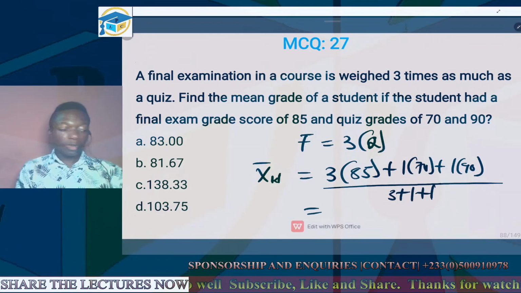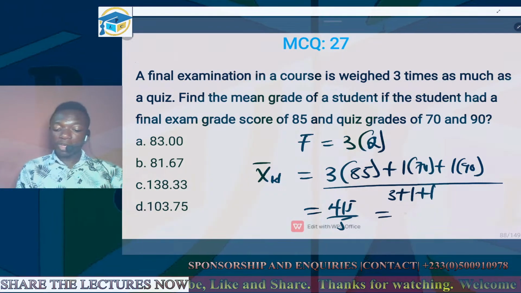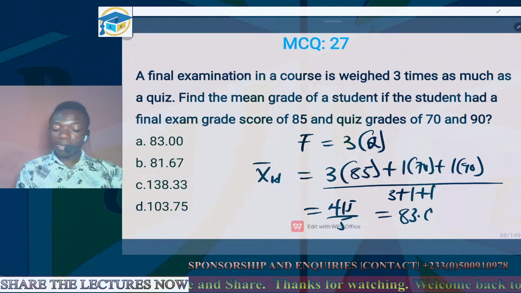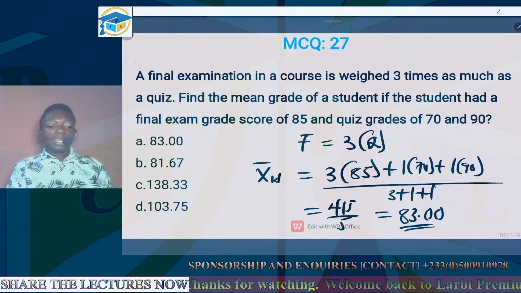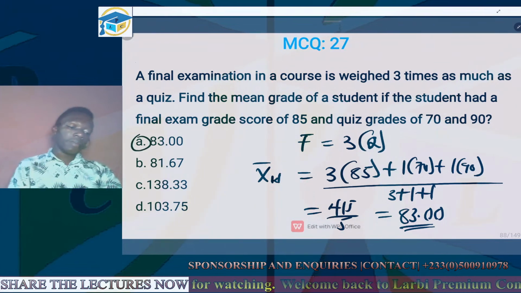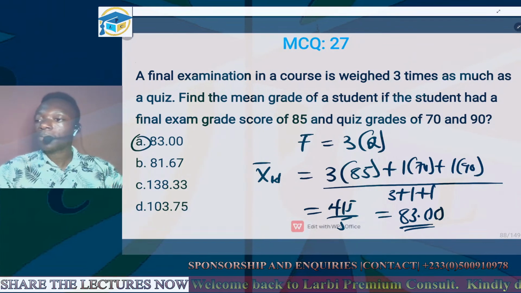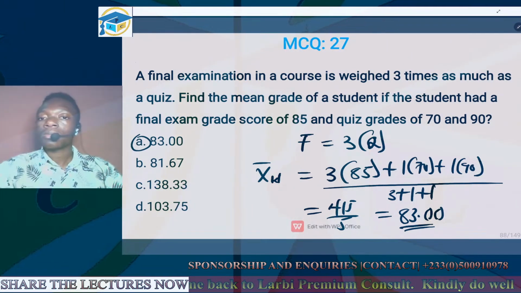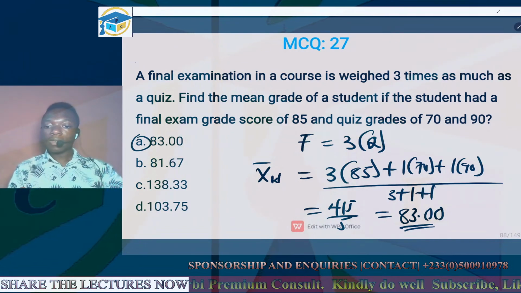So at the end of the day, you're supposed to get 415 divided by 5, and you get 83.00 or 83. So that means the option here is A. Let's take note of that. So that is question 27. Now let's move on to the next question.